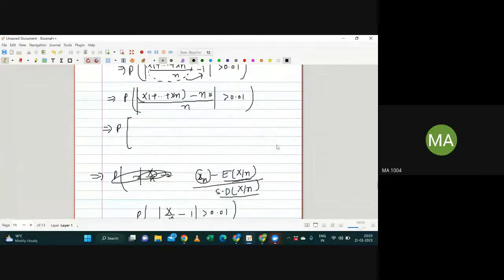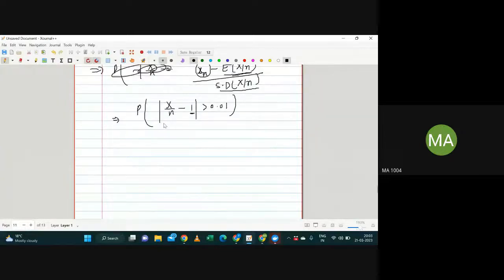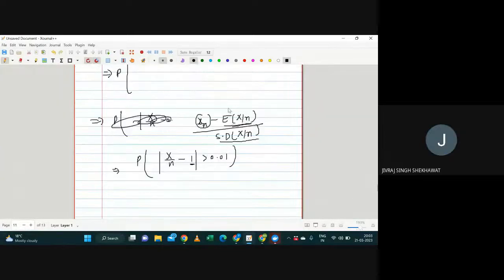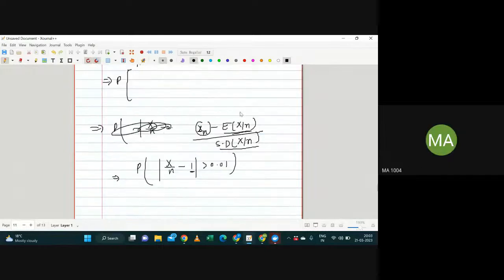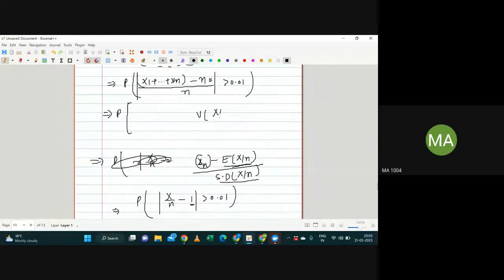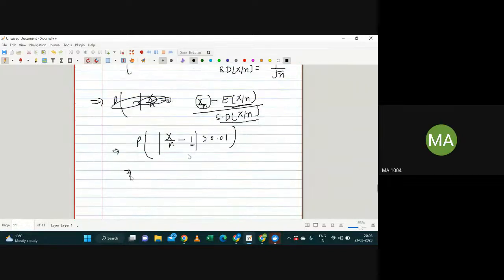So what is the standard deviation of x by n? See, the variance of x by n is 1 by n, right? So the standard deviation of x by n will be 1 by root n. So we have to divide by these things, right? If you divide by these things, what will I get?